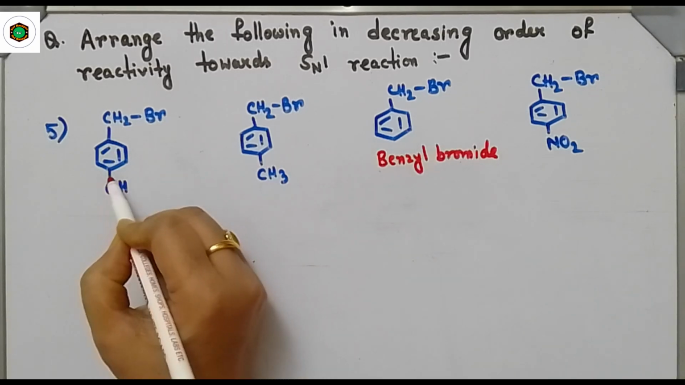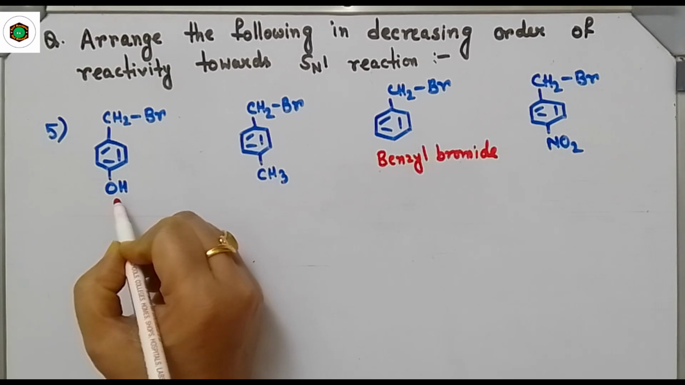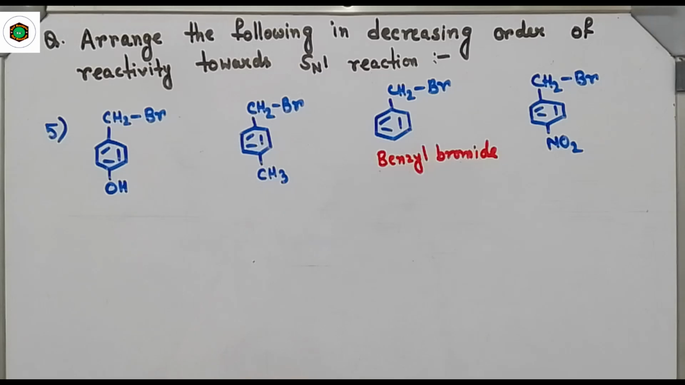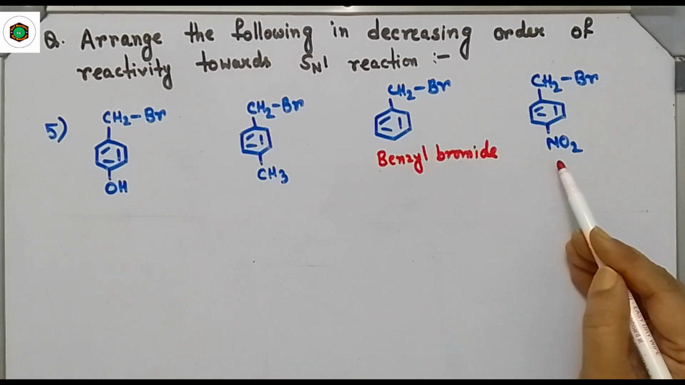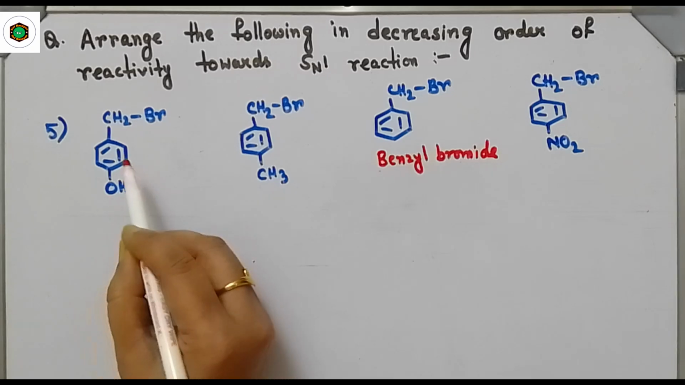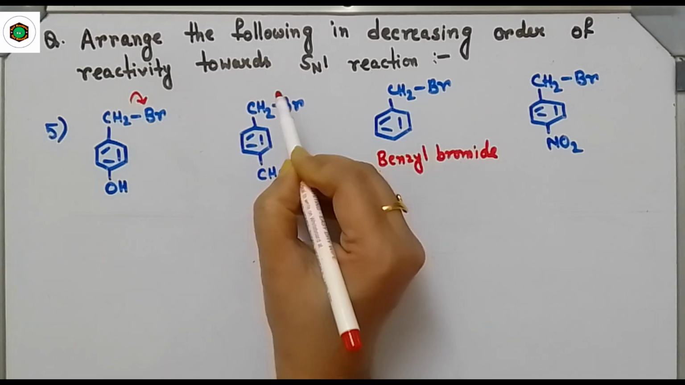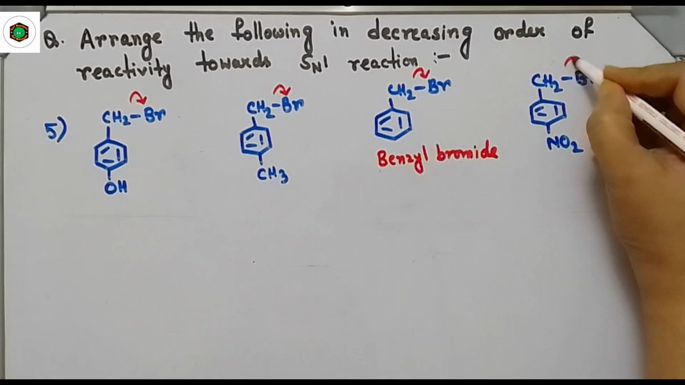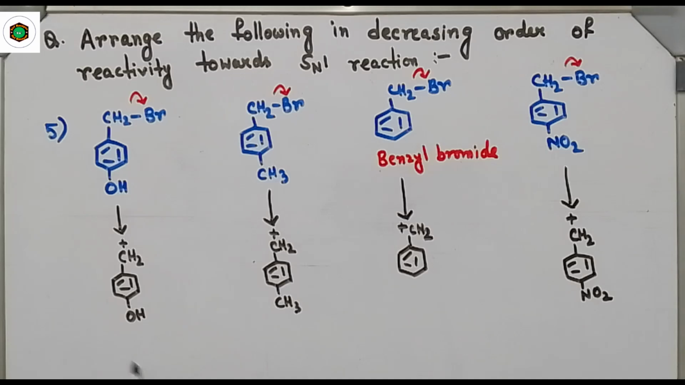Here at the para position of benzyl bromide, OH group is there. Here at the para position of benzyl bromide, CH3 group is there. Here at the para position of benzyl bromide, nitro group is there. Now, first what you have to do, you have to break the C-Br bond. So what carbocation will you get? You will get these carbocations respectively.